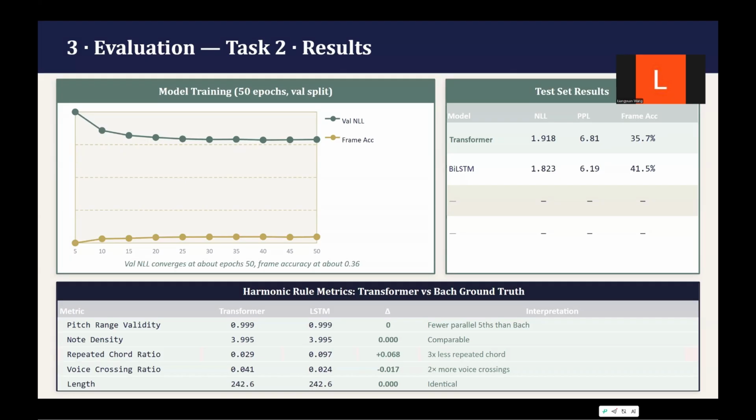For task 2 model evaluation, we use negative log likelihood, perplexity, and time step or frame accuracy to evaluate how well the model generates harmony from the input soprano melody. On the left, the training curve shows that the validation negative log likelihood drops quickly and then becomes stable after around 30 to 50 epochs. The frame accuracy also improves and stays around 36%, so the model is learning a consistent mapping from soprano to the other voices.